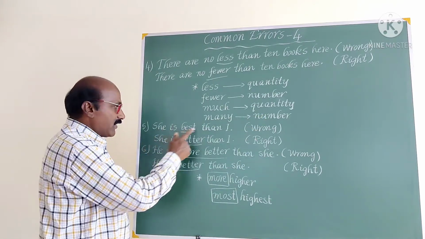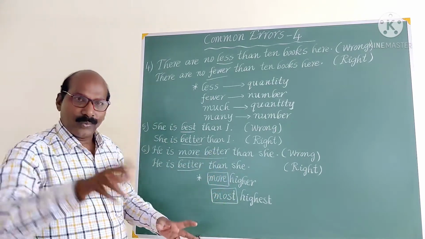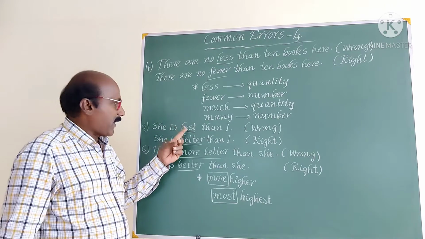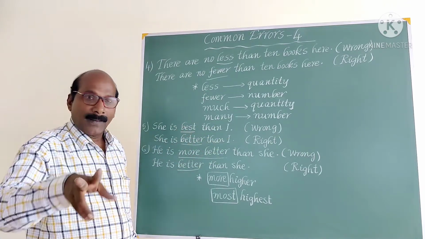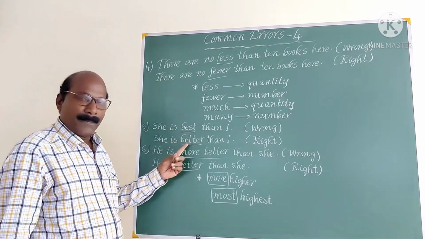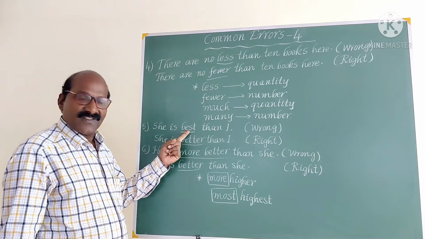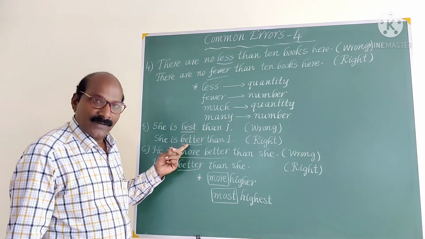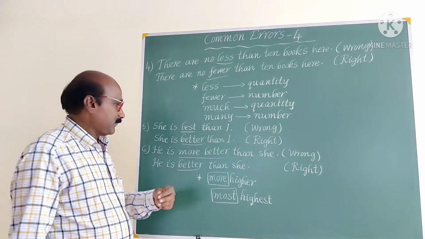Next, "She is best than I." Here is a comparison between two persons. Wrong expression. When the comparison is made between only two persons, use the comparative degree of the given adjective. Best is a superlative degree. In that place, use better. She is better than I.